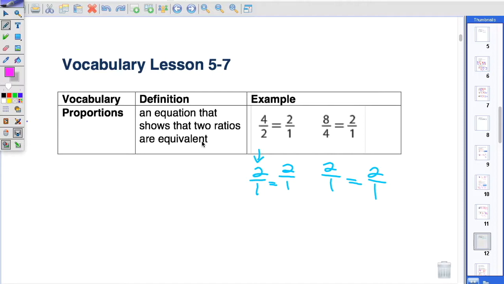This is the vocabulary for lesson 5-7, and the vocabulary word we have is proportions, which is an equation that shows that two ratios are equivalent. The examples that I have are 4 over 2 is equal to 2 over 1, because 4 over 2 can simplify to 2 over 1, and 8 over 4 is equal to 2 over 1, because the 8 over 4 can simplify down to 2 over 1. So two ratios form a proportion when both fractions are equal to each other.